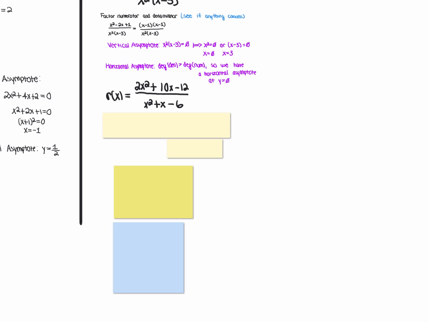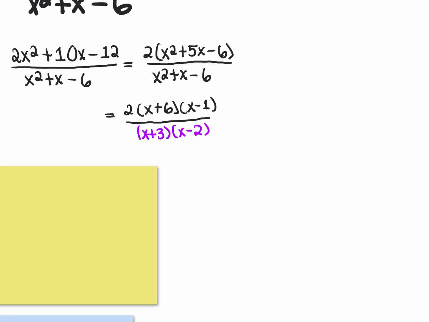So first, we have to factor our polynomial. We have to factor both of our polynomials. So we are going to factor a 2 out of the numerator. We get 2 times x squared plus 5x minus 6. I haven't done anything with the denominator just yet. So in this step now, I factor the numerator and denominator. The numerator factors as x plus 6 times x minus 1. 6 times -1 is -6. 6 minus 1 is 5. And then the denominator is x plus 3 times x minus 2. 3 times -2 is -6. 3 minus 2 is 1.